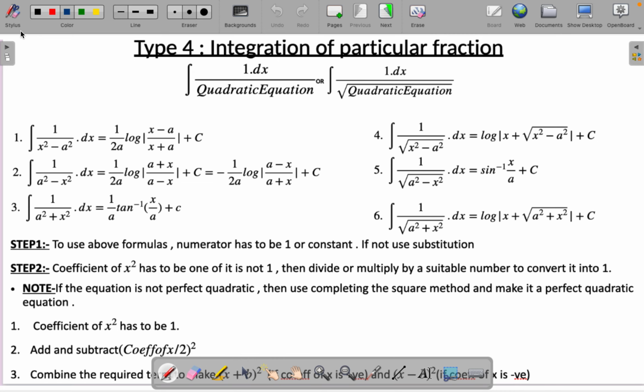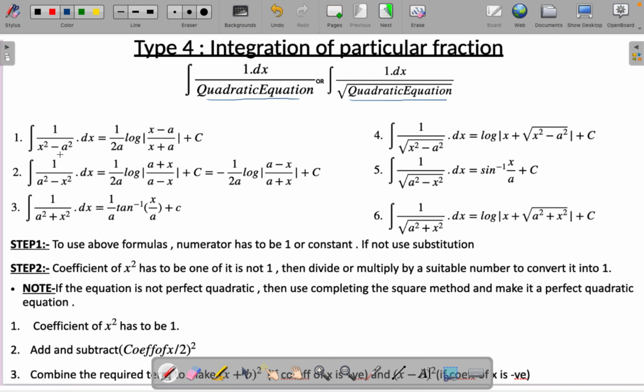In today's video, we will learn how to integrate some particular functions. That means we will talk about basically two types of integration, where we have a quadratic equation in the denominator, or a square root of a quadratic equation in the denominator. For this, we will require these six formulas: three formulas for 1 upon a quadratic equation and three formulas for 1 upon the root of a quadratic equation.